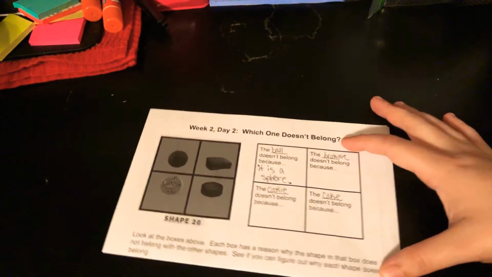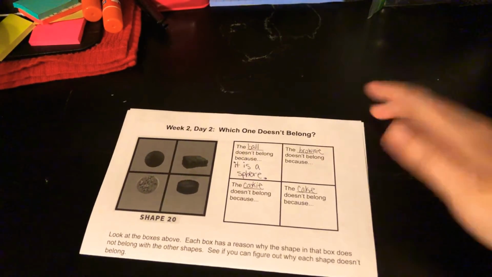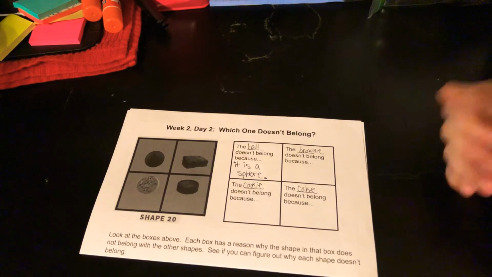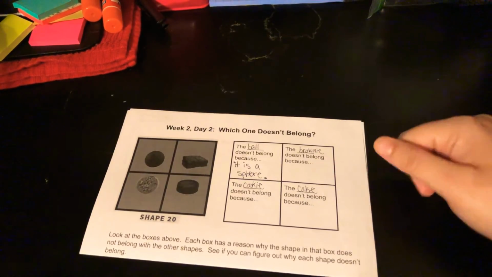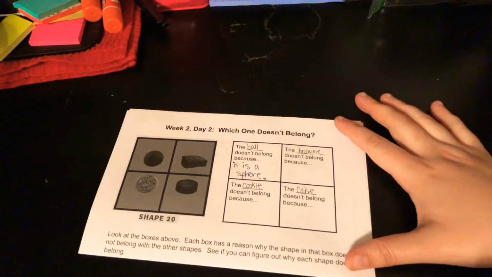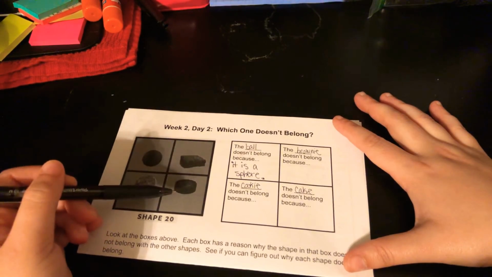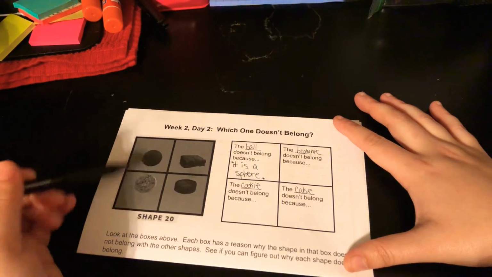But again, there are many different interpretations to this math question, which is amazing. Your student might come up with a different answer than mine, which is totally fine, and just write it in the box. Next, we're going to look at the brownie. Why does the brownie not belong with these three shapes?